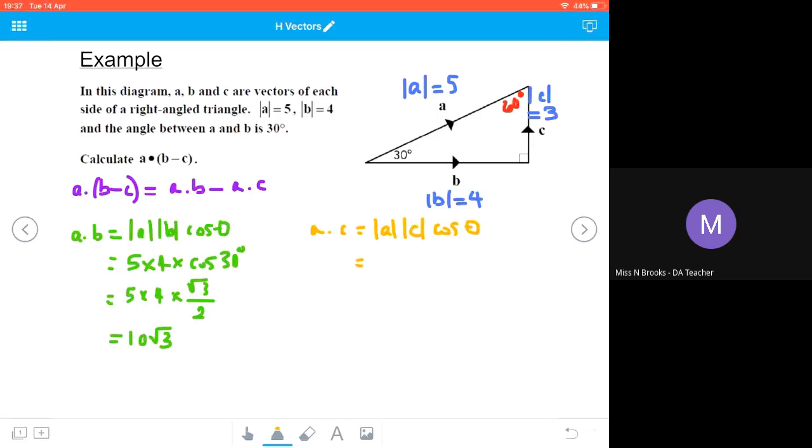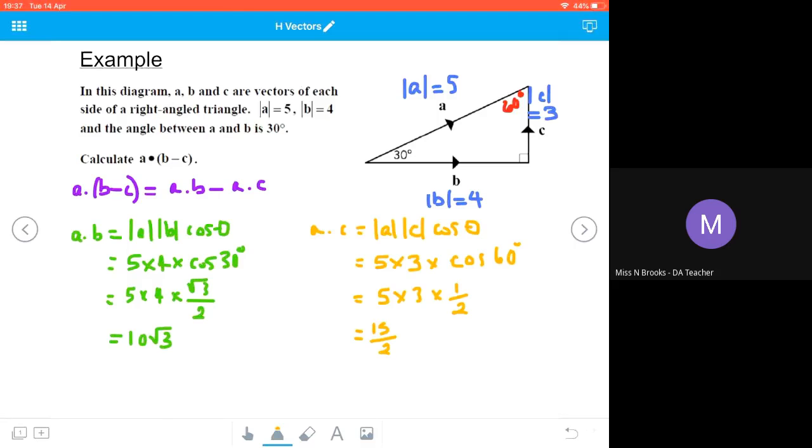So the magnitude of A is 5. We've calculated that the magnitude of C is 3, and the angle in between this time is cos 60. So we're going to do 5 times 3 times, and we know from a previous slide, and also our calculator will tell us, as long as it's in degrees mode, that cos of 60 is a half. And we're going to leave this as a fraction, 15 over 2.